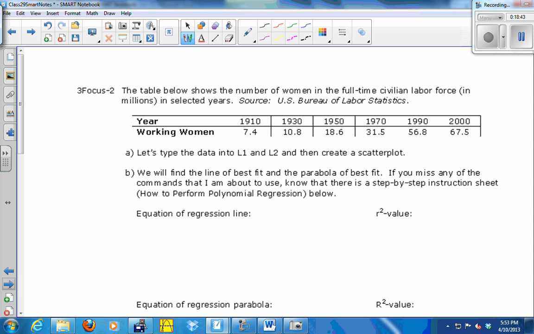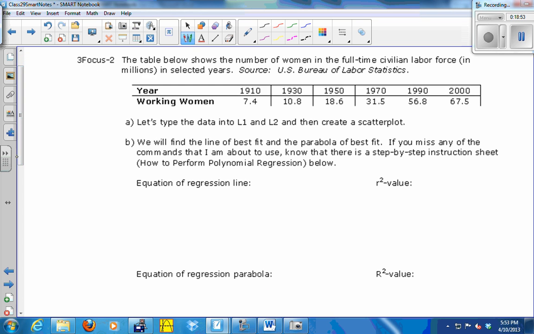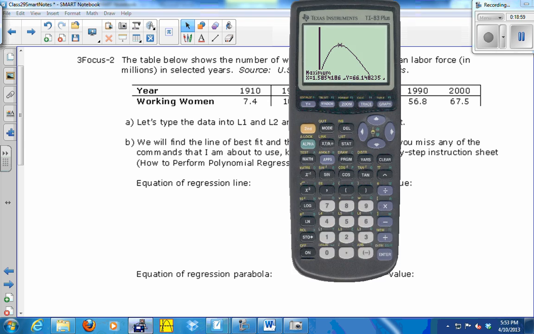So here's an example. We have a table that shows the number of women in the full-time civilian labor force in some selected years. And I'm going to do a linear and a quadratic regression and compare them. So first we got to enter the data. So we got to do a little review about how to do that. So you press Stat. Option 1 is Edit. Go in there. If there's any data in there, you want to clear it.